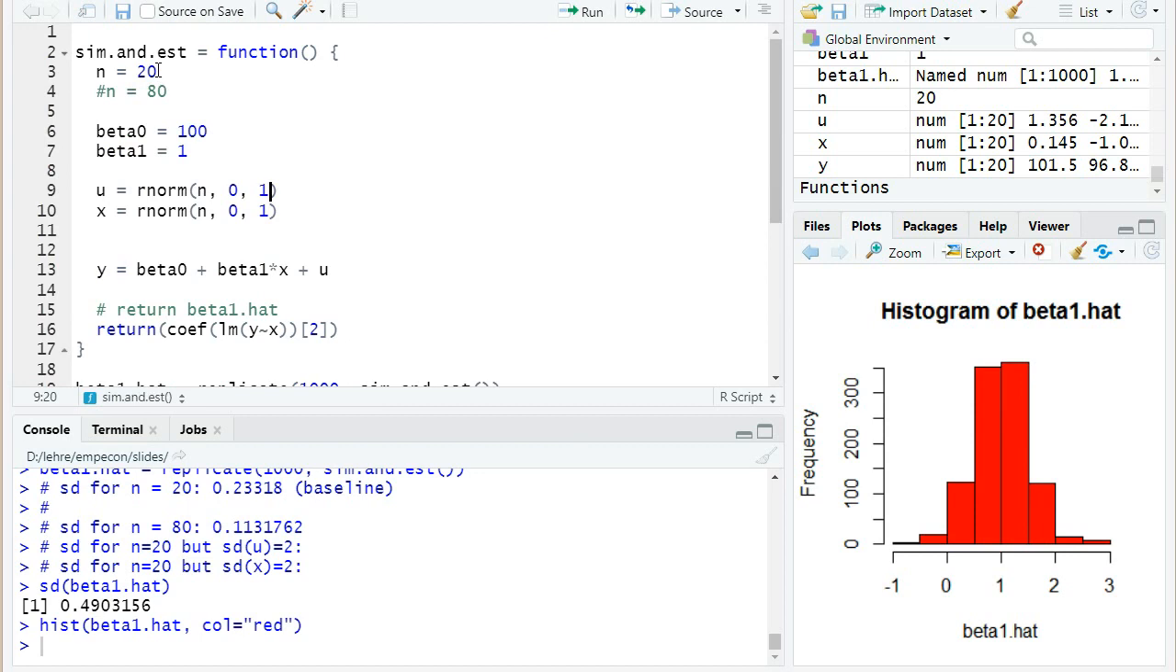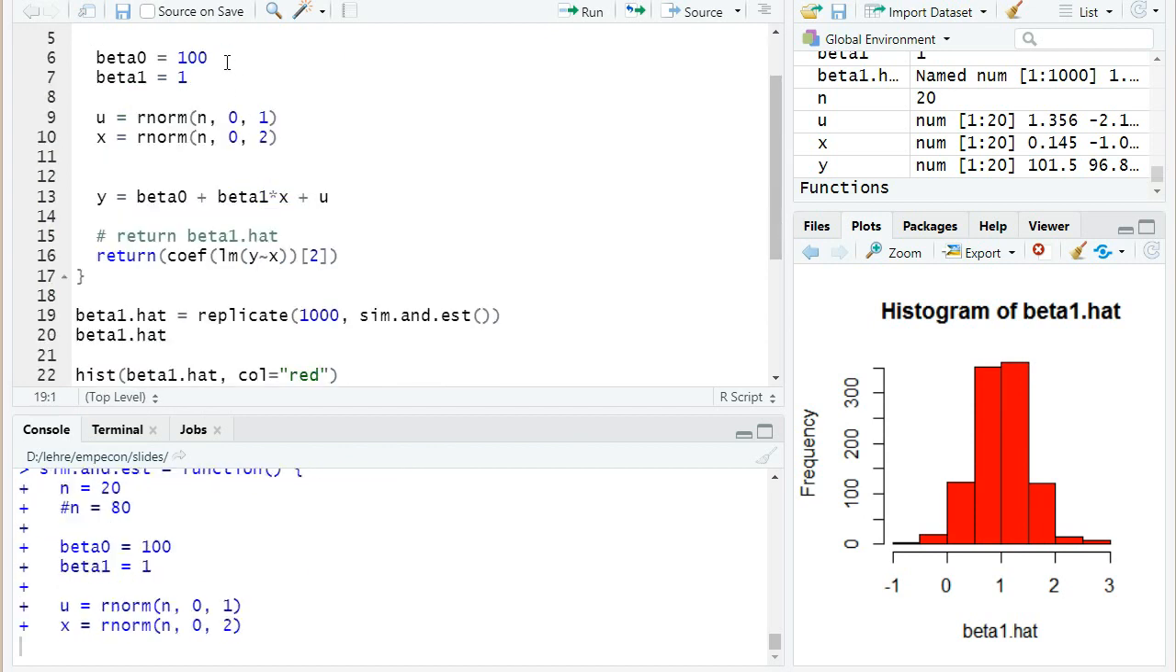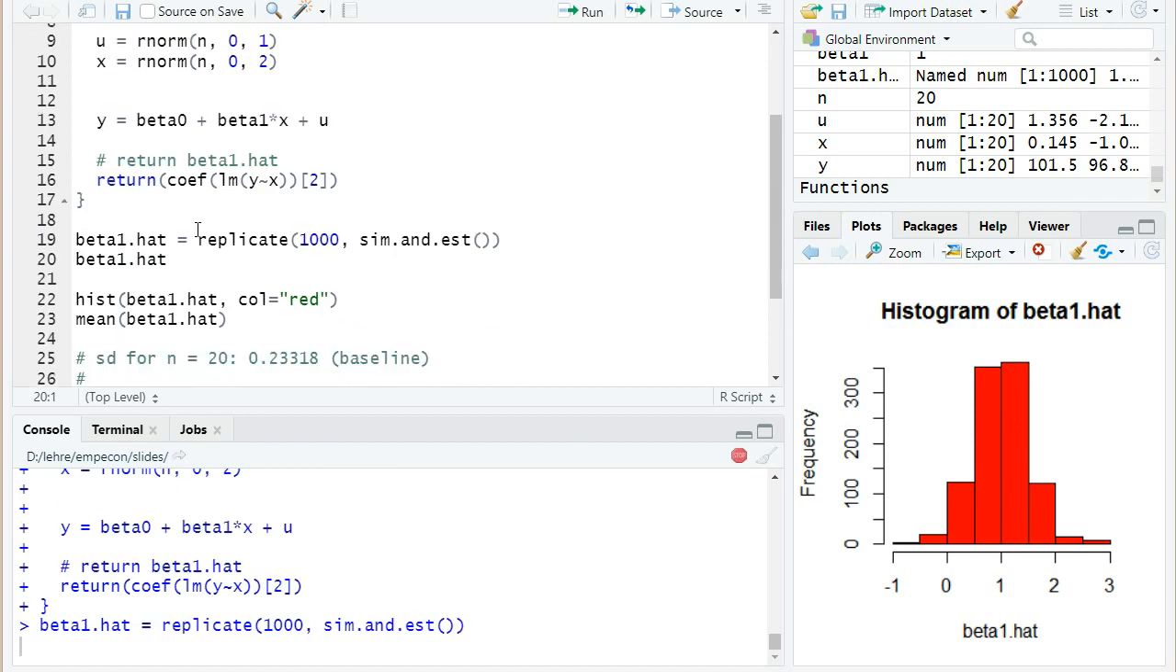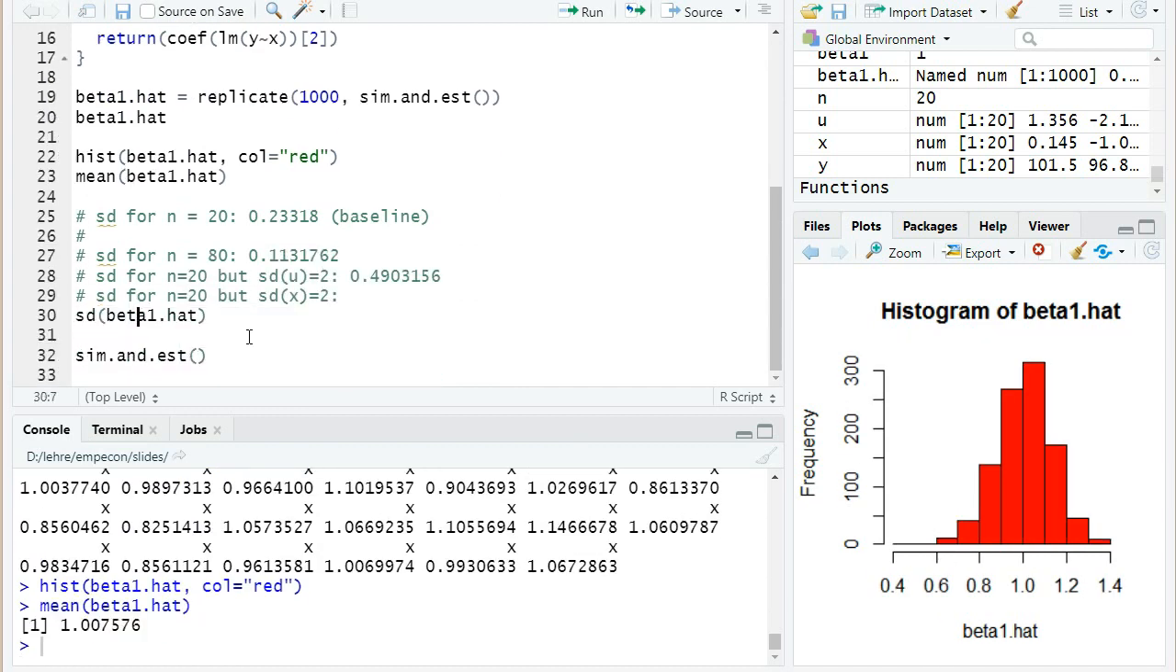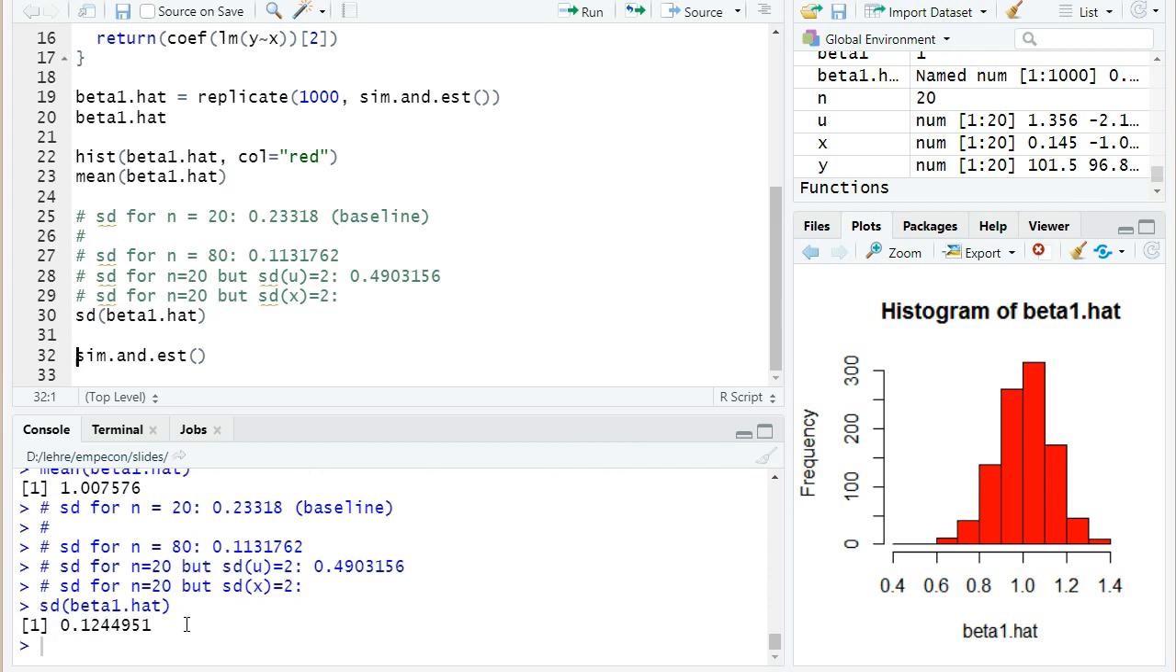Let's also take a look at what happens if instead we increase the standard deviation of the explanatory variable from 1 to 2 and set the standard deviation of the error term back to 1. I again run the replication, replicate this 1,000 times, can also draw the histogram, the mean will again be close to 1, and I compute the standard deviation, and now it's 0.12, so it's again only half as large as our baseline standard deviation.